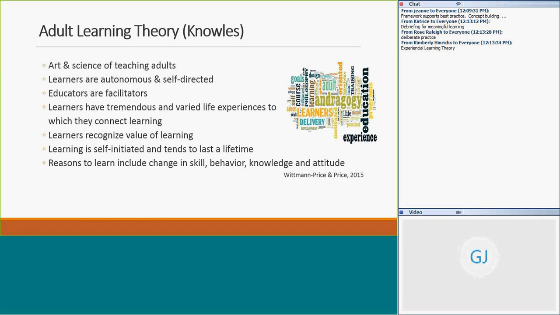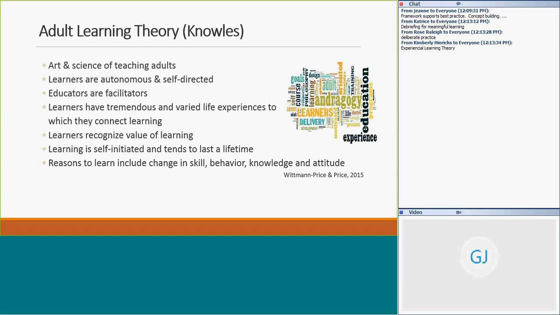Adult learning theory, Knowles' adult learning theory, is also called andragogy as opposed to pedagogy. Learner characteristics are such that they're self-directed, they are autonomous, they have accumulated a reservoir of experience that becomes their resource for learning. They have tremendous and varied life experiences that they are trying to connect to their new learning and build from.